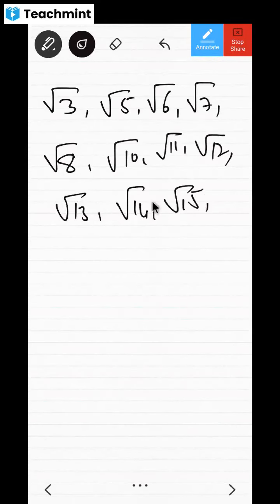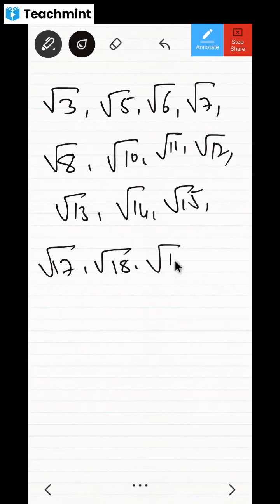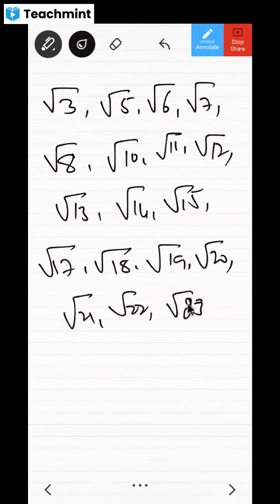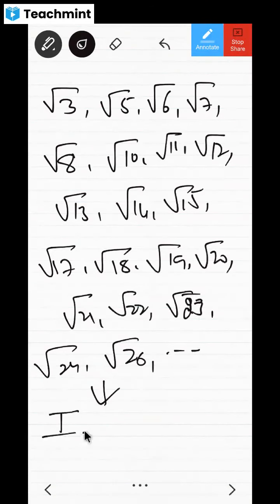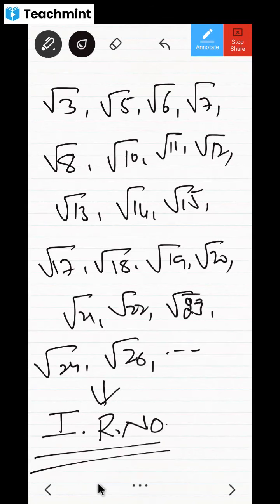I should leave root 16 because root 16 means 4, no, Mallu? Yes, sir. Then root 17, root 18, root 19, root 20, root 21, root 22, root 23. Correct? Then root 24. Next 25 won't come. Root 26, and so on up to 36. Like that, whatever these numbers are, dear children, all these are what kind of numbers? All these are irrational numbers. Understood? Yes, sir. Understood, sir.